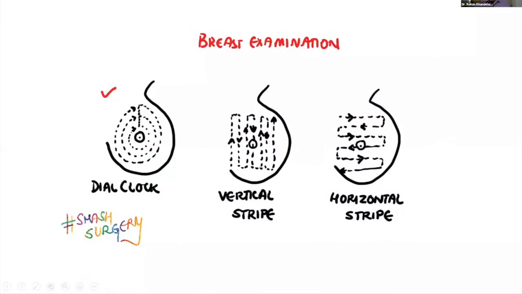For breast examination, the best technique is the dial clock method. I've ticked there. That is why you would notice that whenever we report a breast lump, we always write 6 o'clock, 8 o'clock, 10 o'clock. So that is the dial clock method of depicting a breast lump.